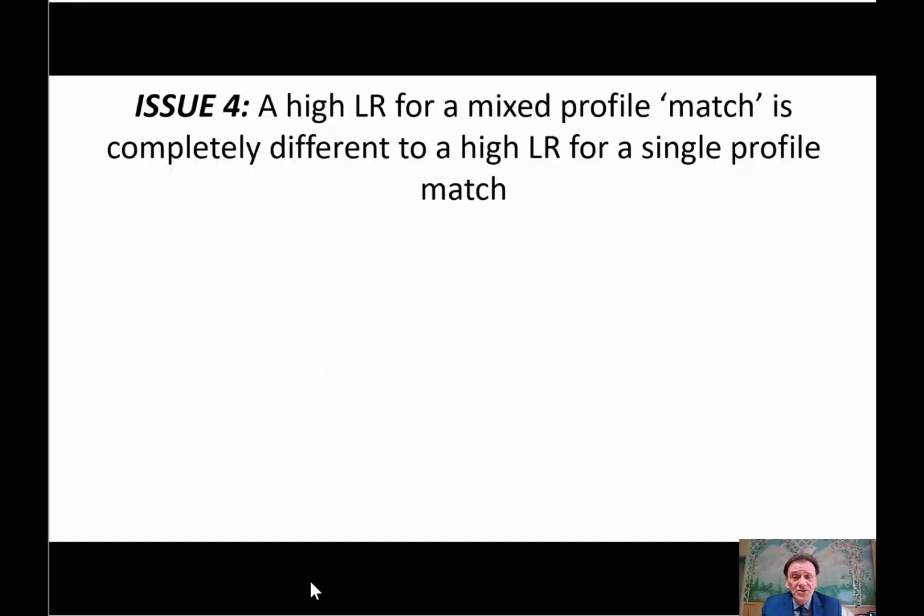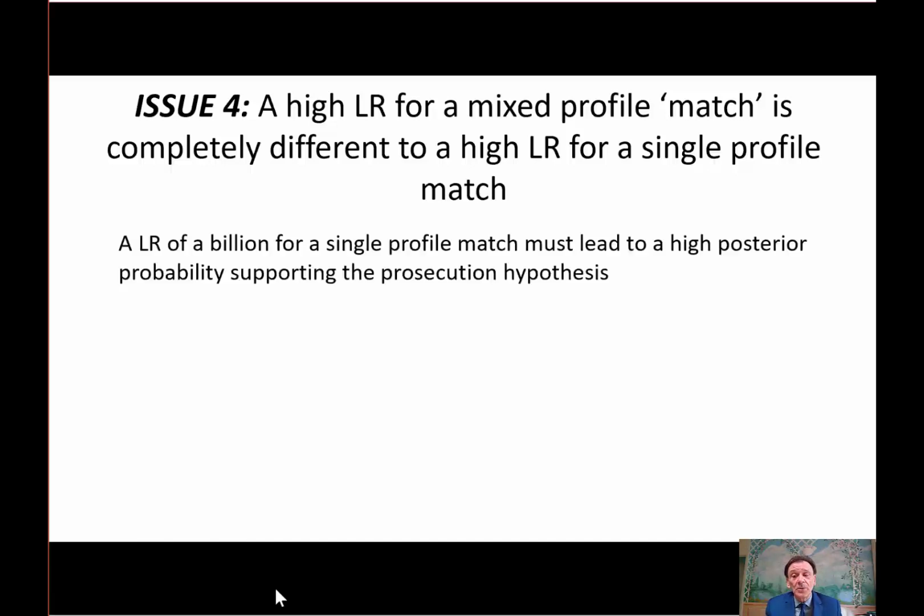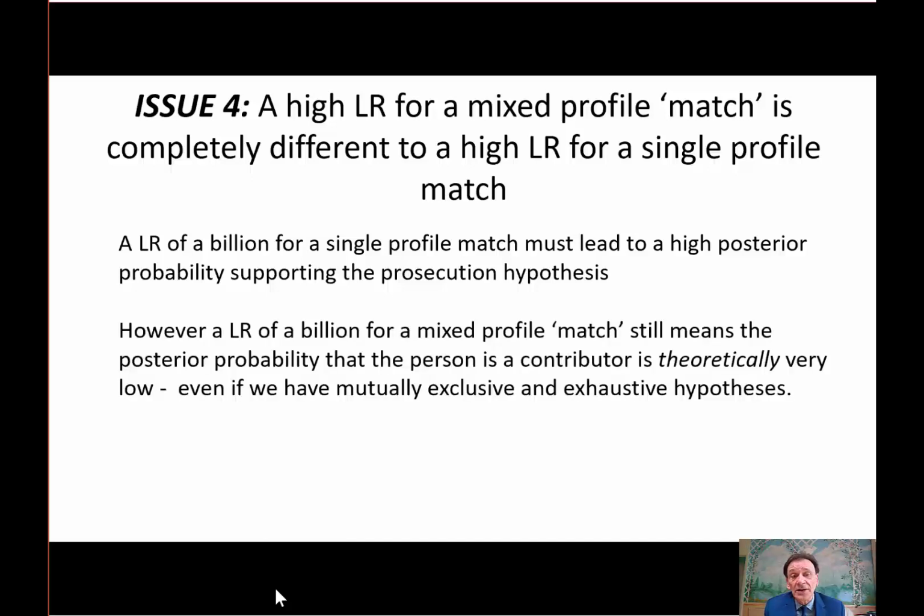The final issue is one which I've already touched on, and it was demonstrated in the reference paper, which is that a high likelihood ratio for a mixed profile match is completely different to a high likelihood ratio for a single profile match. And that point really is not well understood. A likelihood ratio of 1 billion for a single profile match must lead to a high posterior probability supporting the prosecution hypothesis if done properly. However, a likelihood ratio of 1 billion for a mixed profile match still means that the posterior probability that the person is a contributor is theoretically very low, even if we have mutually exclusive and exhaustive hypotheses.